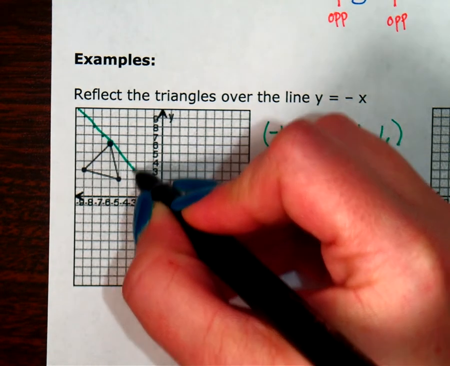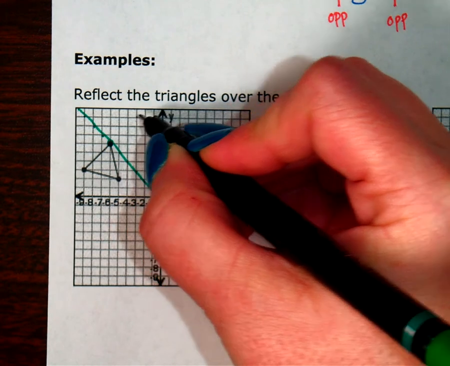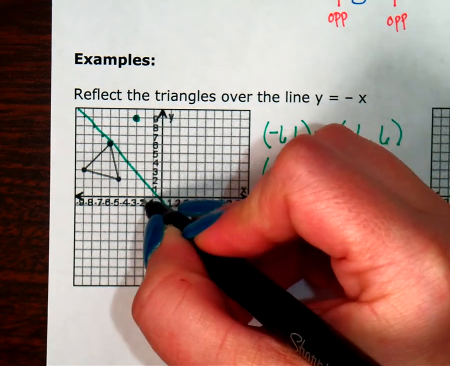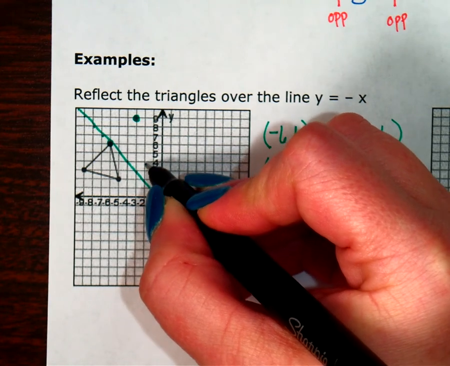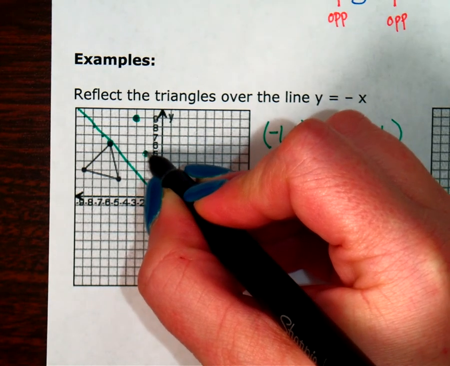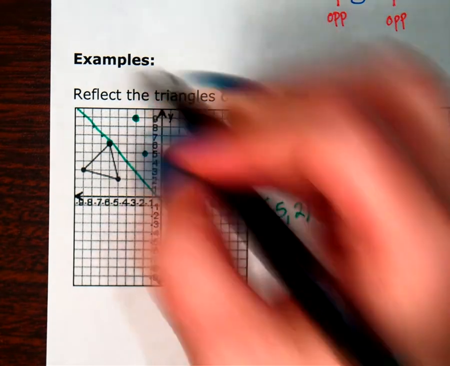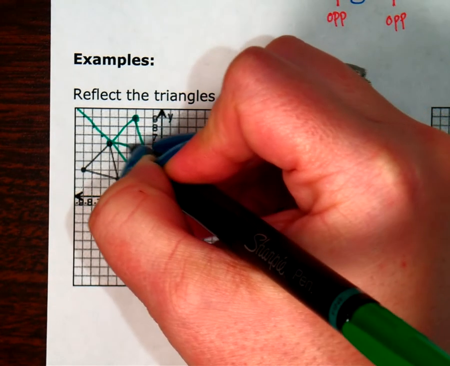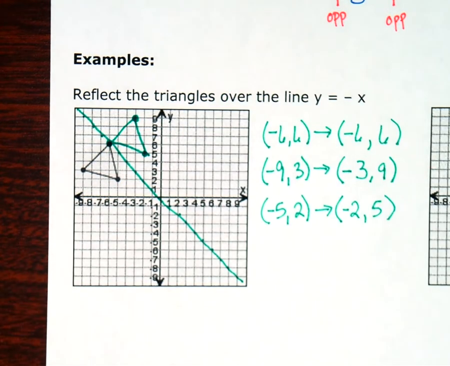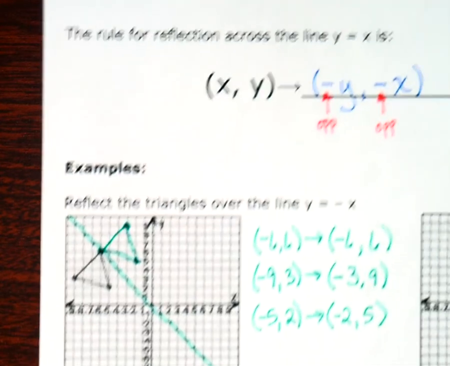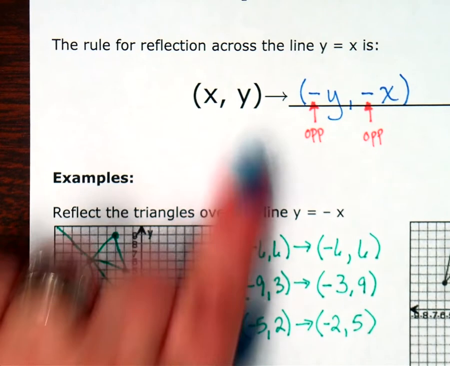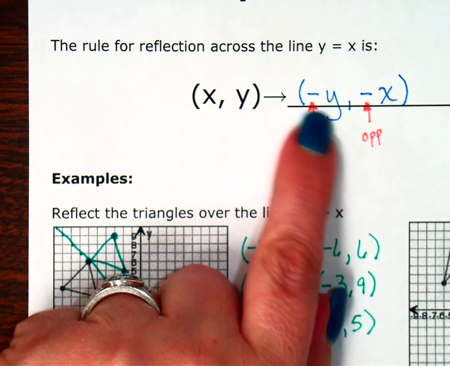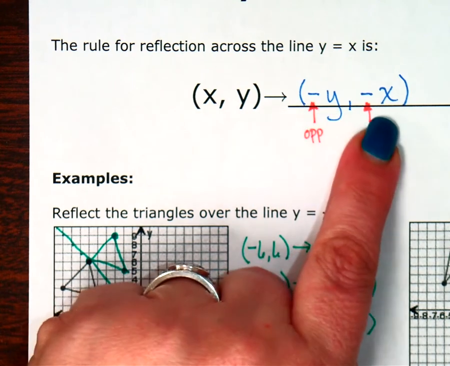Negative 3, 9 is way up here. And then negative 2, 5. Okay, here is my triangle reflected across y equals negative x. So again, my rule is my pre-image x, y reflects to the opposite of y, the opposite of x.